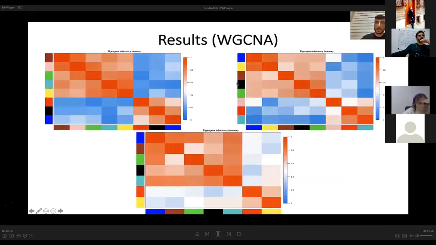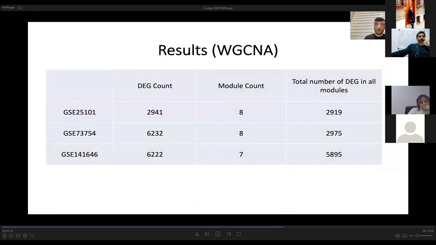So those are our results of WGCNA. You can see here some groups, some modules. This WGCNA eventually gives you modules, and these modules contain genes that are co-expressing, meaning that these genes are co-expressing in certain conditions. You can see that we found these results. So these are the result table of WGCNA.